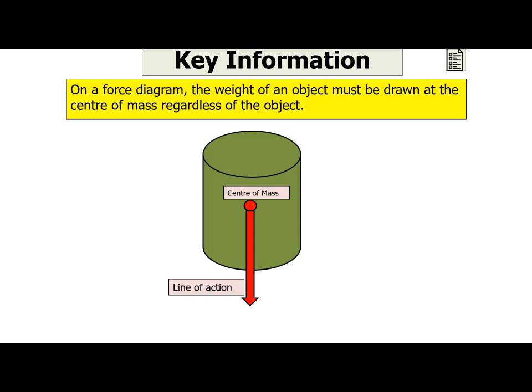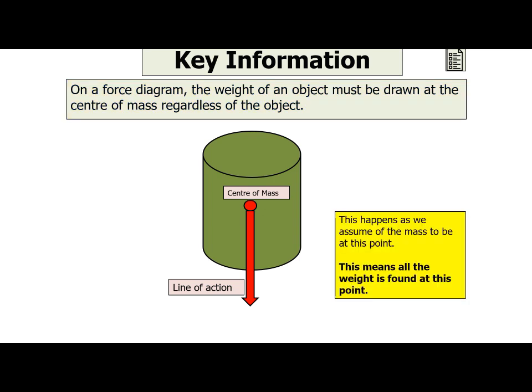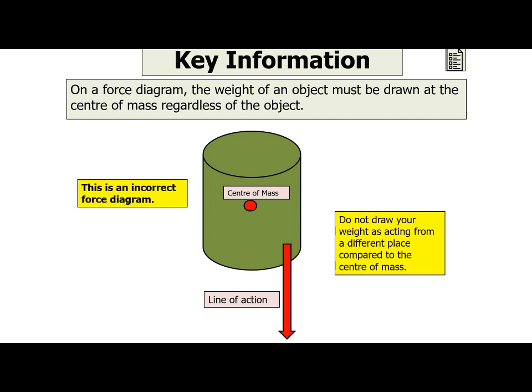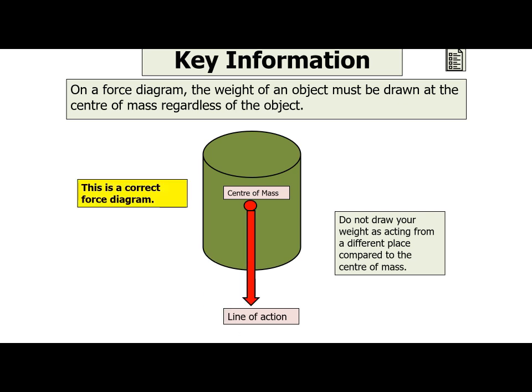Now on a force or free body diagram, the weight of an object must be drawn at the centre of mass regardless of the object, as you can see in the following diagram. Now this assumes that all of the mass is at this point, so it means that therefore all the weight is found at this point. So in this particular example, this would be an incorrect force diagram because we are not drawing the weight acting from the centre of mass. This would also be an incorrect diagram, and this would also be an incorrect diagram, but this would be a correct force or free body diagram illustrating the line of action of weight of an object.